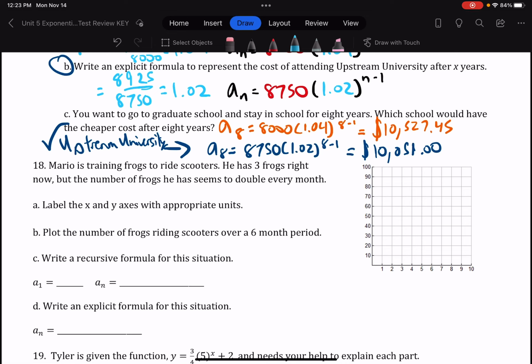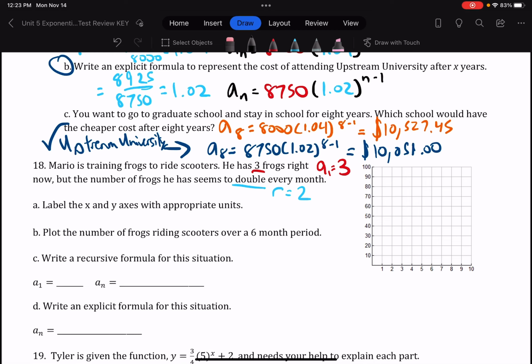In problem number 18, Mario is training frogs to ride scooters. He has 3 frogs right now, but the number of frogs he has seems to double each month. So I've got to initially decide where he is starting and then what he is changing by. I know he starts with 3 frogs. That's going to be my initial value. And then it tells me that he doubles every month, so my common ratio is 2.